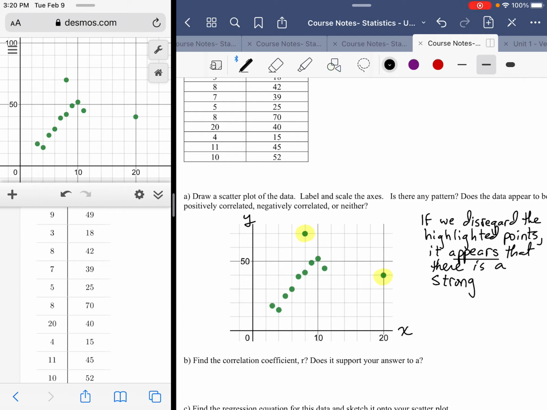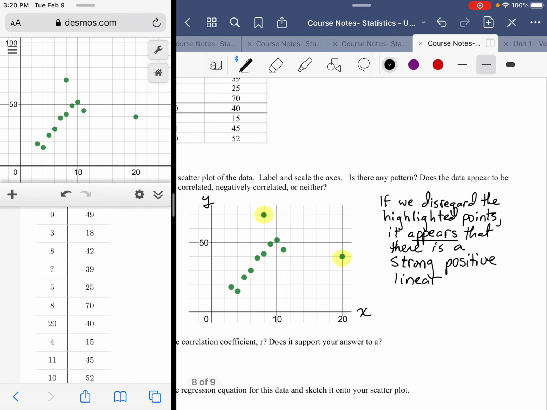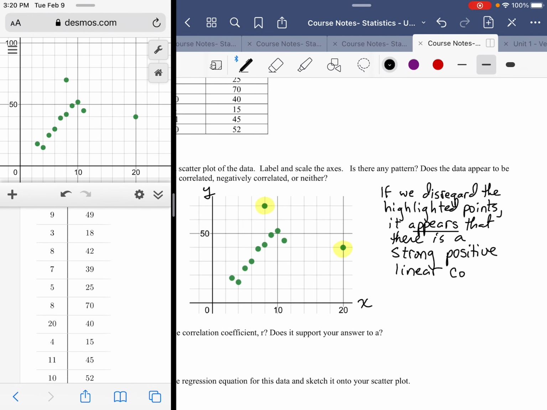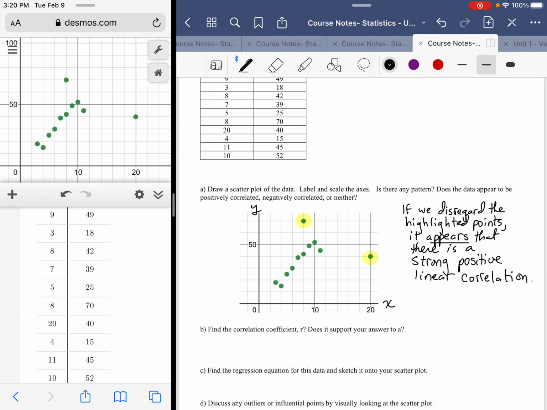It appears that there is a strong, positive, linear... You could say relationship. You could say correlation. I'm going to say correlation. All right. Is there a pattern? Okay. Well, strong positive, linear would be the pattern. Okay. Correlation. Oh, well. Turns out they asked for that anyway. So there we go.